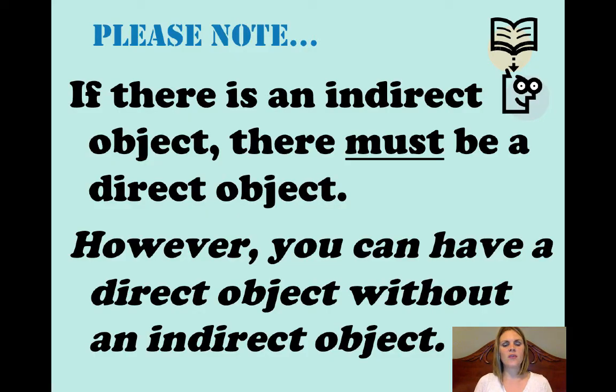It's important to note that if there is an indirect object, there has to be a direct object in the sentence. But you can have a direct object without having an indirect object, like in the sentence about Andy brought the flower. There was no indirect object, but then you add the word me, Andy brought me the flower, and all of a sudden you have an indirect object.